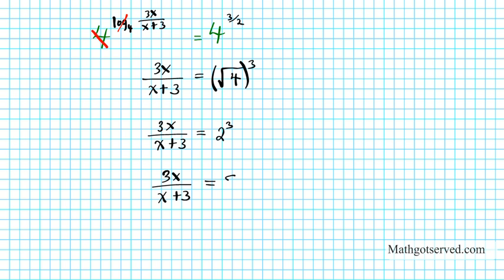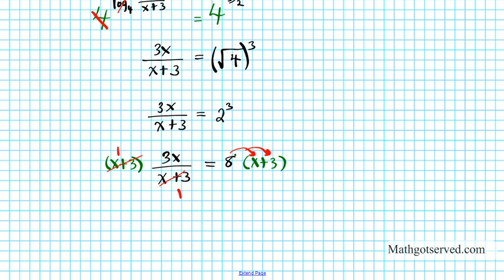So finally, we're going to have 3x over x plus 3 equals 8. Now to get x by itself, we'll multiply both sides by x plus 3 on the right, and x plus 3 on the left. So we're going to distribute this 8 to both terms. On the left side, these two are identical, so they divide out: x plus 3 over x plus 3 is 1. So now we're going to have 3x equals 8x plus 24.